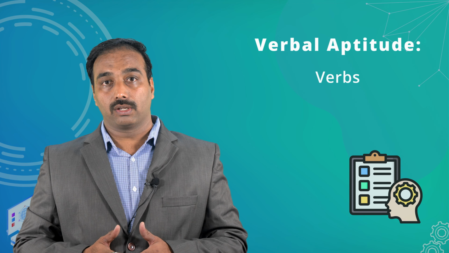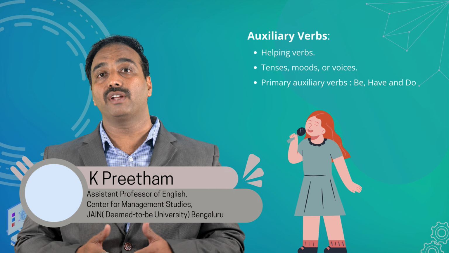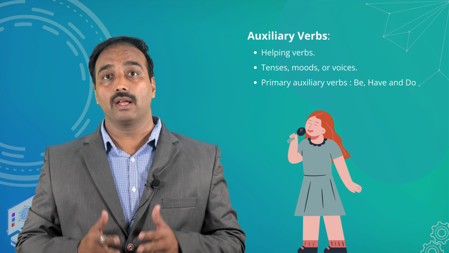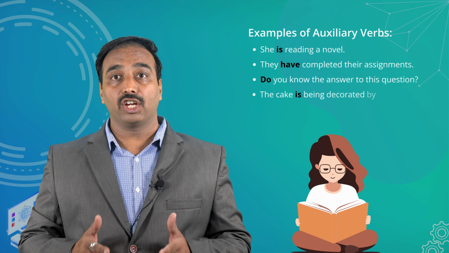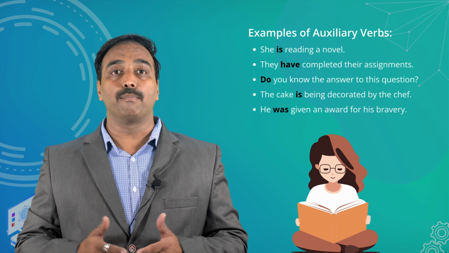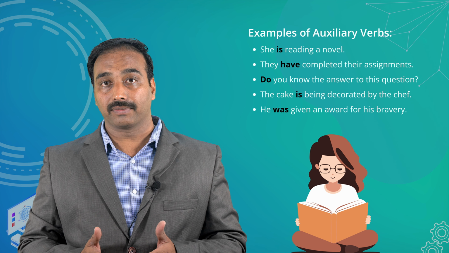Auxiliary or helping verbs. These are commonly known as helping verbs and assist the main verb in a sentence to form different tenses, moods or voices. The primary auxiliary verbs in English are be form, have form and do form. Examples: be, she is reading a novel. Here is a form of be. Have, they have completed their assignments. Do you know the answer to this question?